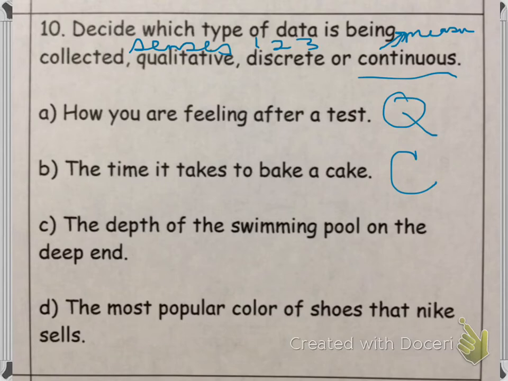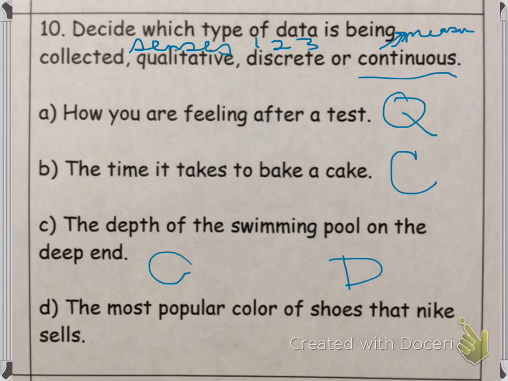C, the depth of a swimming pool on the deep end. Now, you guys, this one I think could go either way. I mean, it could be like 9 feet. Or I guess if the pool was slanted, then you could measure it way differently in each spot. So if you said continuous or you said discrete on this one, as long as you could explain your answer to me, I would be all right with that.